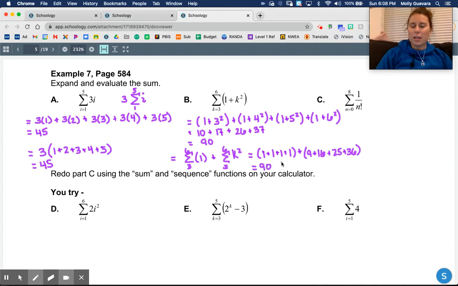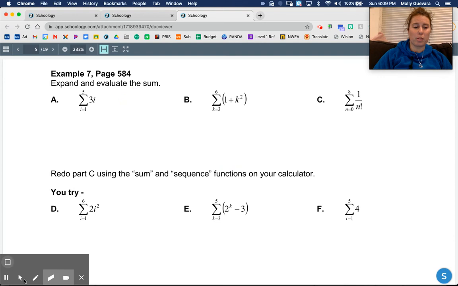So either way, whatever kind of makes sense to you. Sometimes, like this one's not so bad, right? This is fine to just plug it in like this, but sometimes when we get into harder ones, it's nice to use those properties.